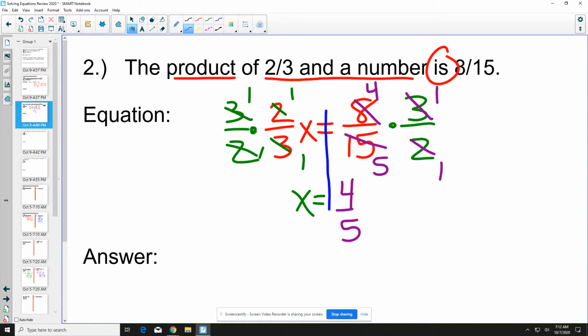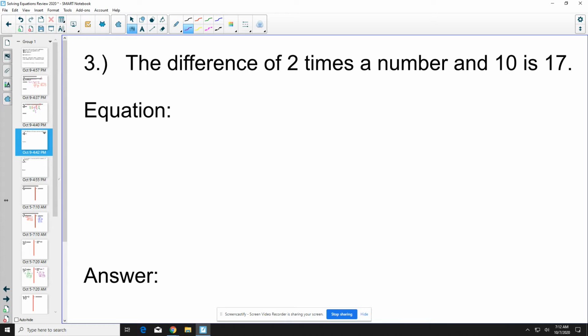All right, let's try 2 more of these. Put a number 3 on your paper. Show me how you write the difference of 2 times a number and 10 is 17. Pause the video now, write your equation. When you get done, hit play.